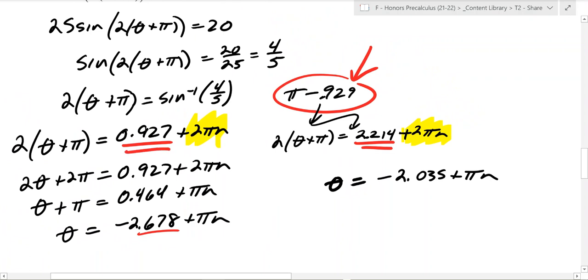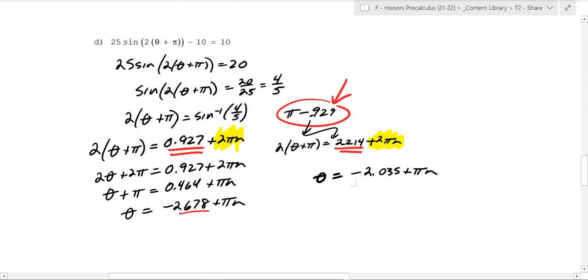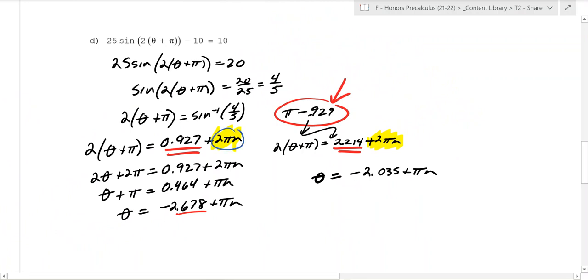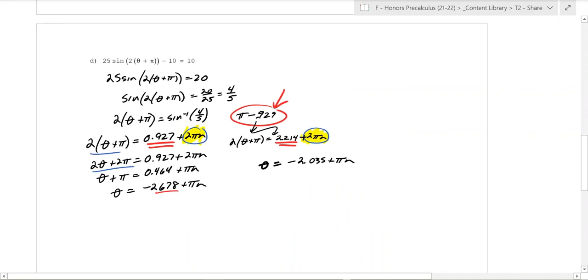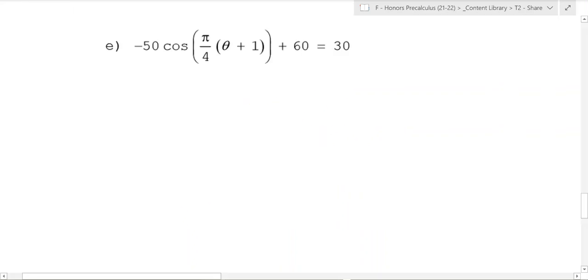Keep in mind, the biggest thing is remembering there's 2 answers for sine inverse, and the first one, if it's that, you have to do pi minus that to get the second one, and then immediately do this part, immediately do that, and then simplify the left-hand side, then isolate. So let's do the same exact thing, but it's cosine this time.